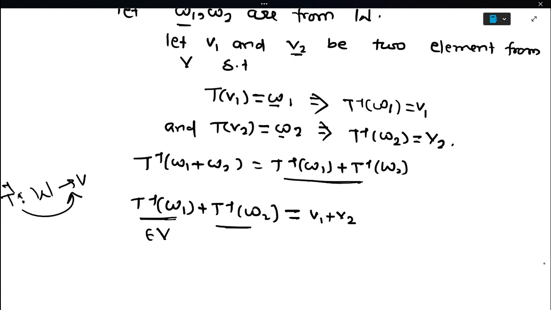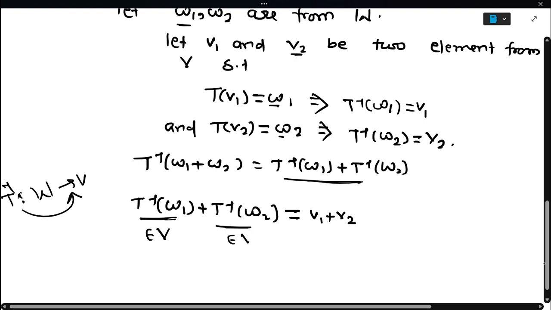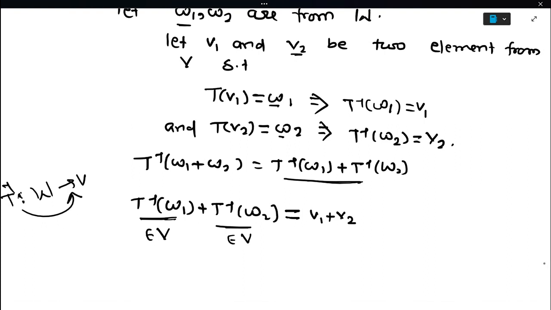So this is an element of V. This will also be an element of V. Okay, that's why it can be equal. So now for any element of V, we can operate T, the linear transformation.